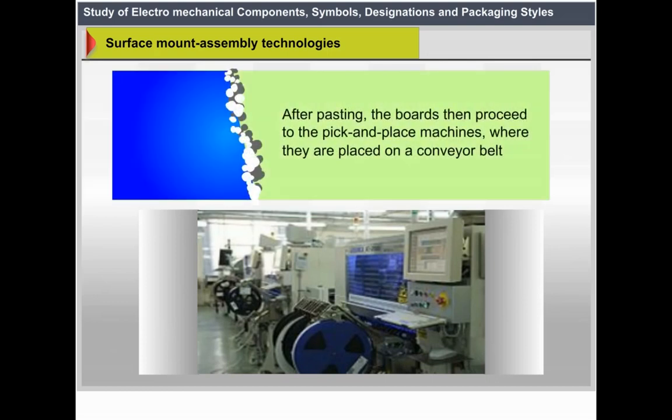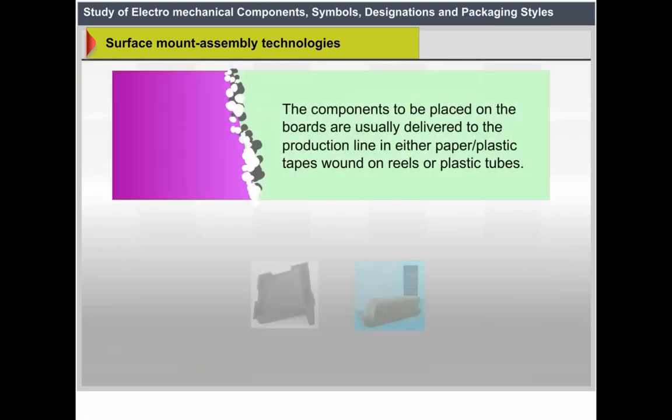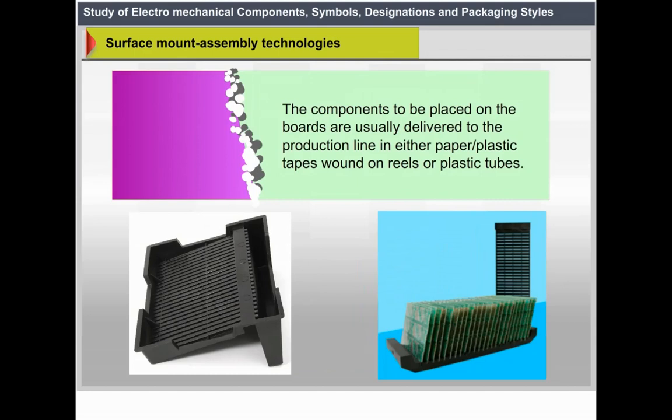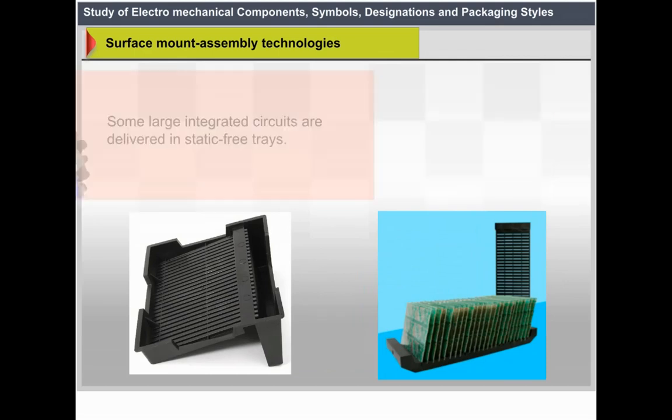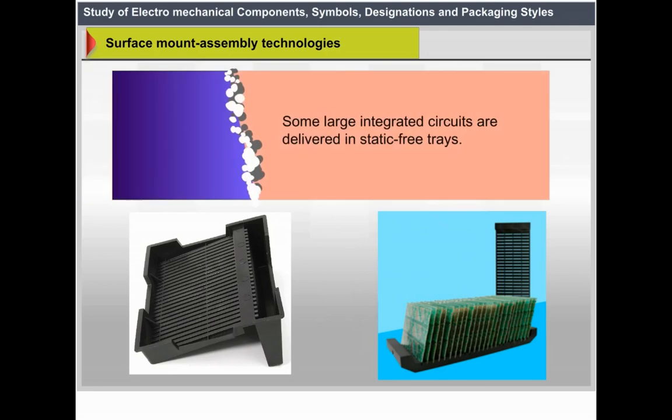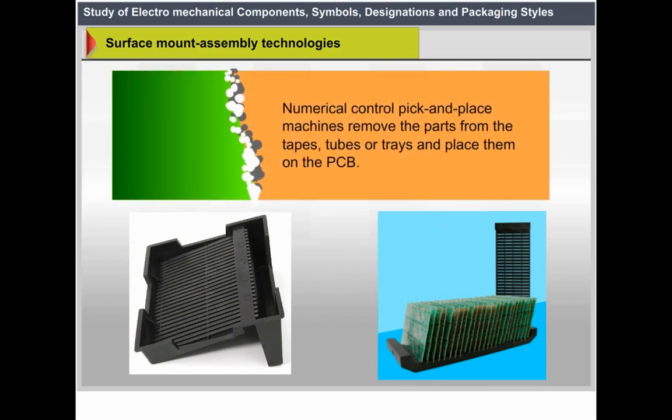After pasting, the boards then proceed to a pick and place machine where they are placed on the conveyor belt. The components to be placed on the boards are usually delivered to the production line in either paper or plastic tapes wound on reels or plastic tubes. Some larger integrated circuits are delivered in a static free tray. Numerical control pick and place machines remove these parts from the tapes, tubes, or trays and place them on the PCB.